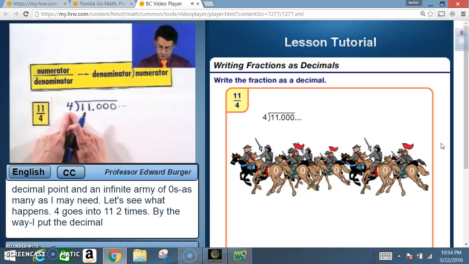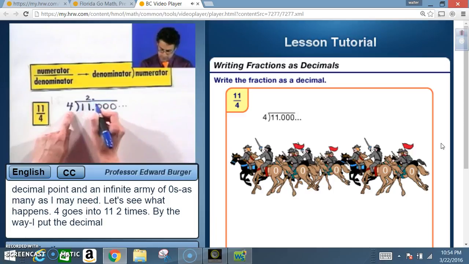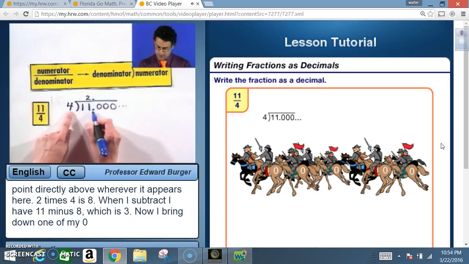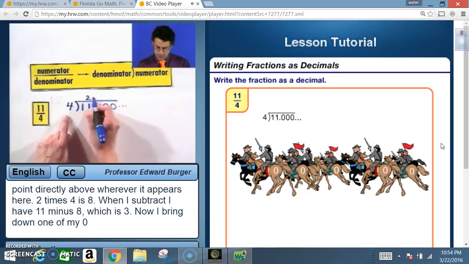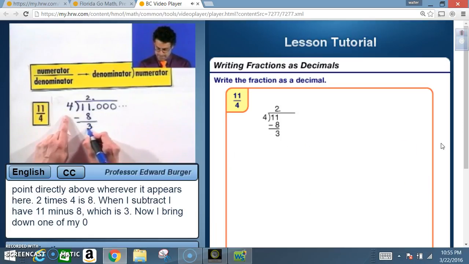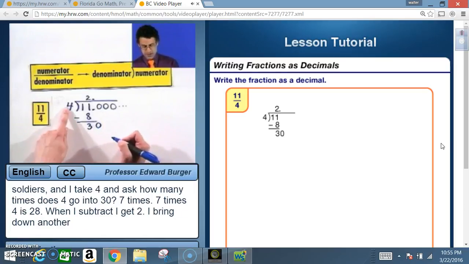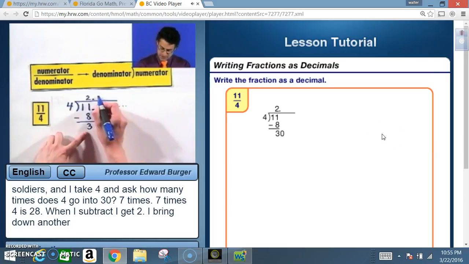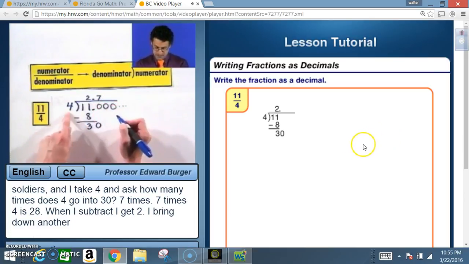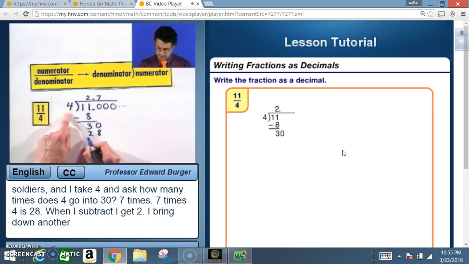So I say, well, 4 goes into 11 2 times. By the way, I put the decimal point right above wherever it appears here. 4 times 2 is 8. When I subtract, I have 11 minus 8, which is 3. And now I bring down one of my 0 soldiers, and I ask how many times does 4 go into 30? Well, that's actually 7 times, because 7 times 4 is 28. So when I subtract, I get 2.